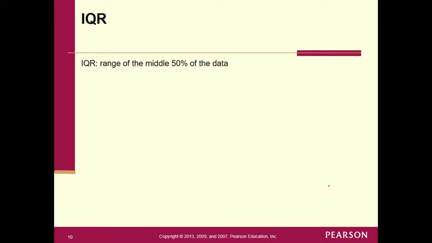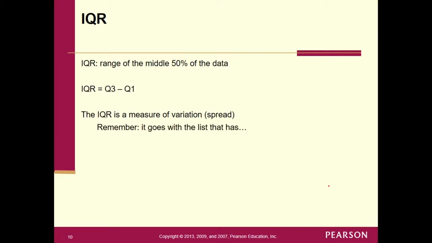So like I said, the IQR is Q3 minus Q1. There's our formula. And the IQR is a measure of variation, and it goes along with this list. Remember this list a while ago in Chapter 2? We have the range, we have the standard deviation, and then we have the IQR. So it's a measure of variation.